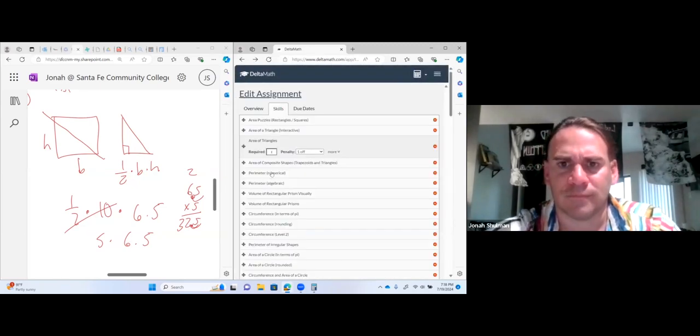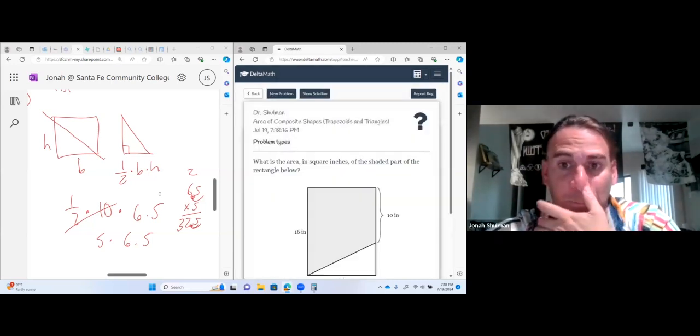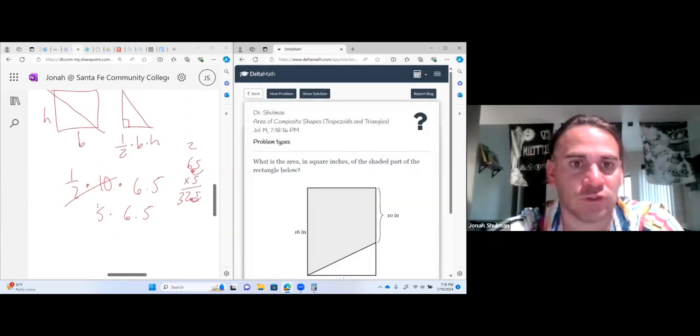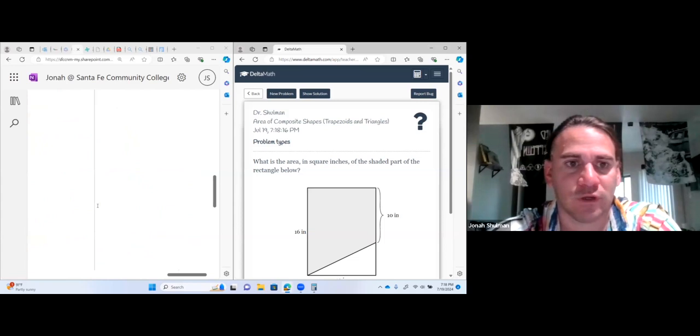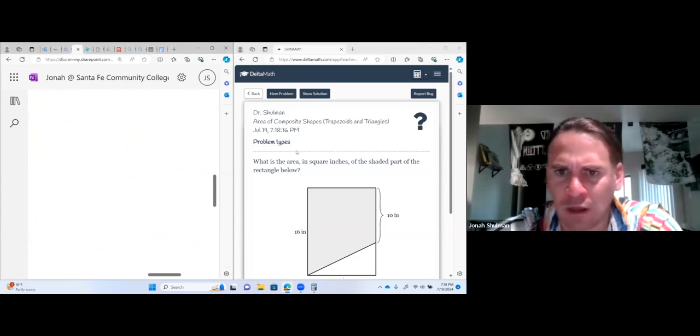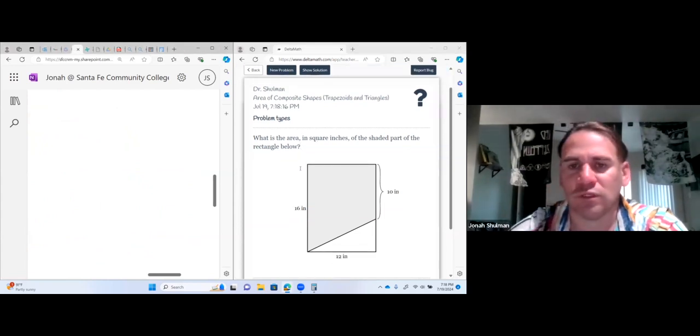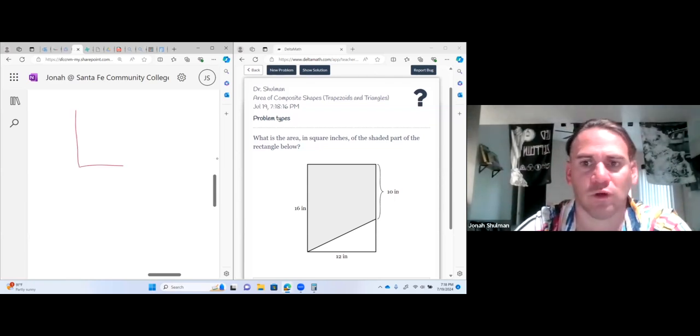So now we have a composite shape, which is kind of cool. For this composite shape, I'll just go over here. What is the area below? We can do the whole thing minus the box. We can cut this however we want.